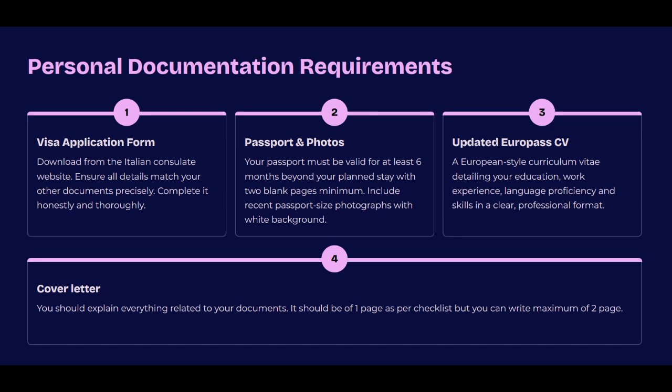And the next one is passport and photos. Obviously, the original passport with photos, and the passport must be valid for at least 6 months, with a minimum of 2 blank pages. And passport size photos you need with a white background, obviously. And after that, the third one is an updated Europass CV, the European style, detailing your education, work experience, languages you can speak, and skills, in a professional format.